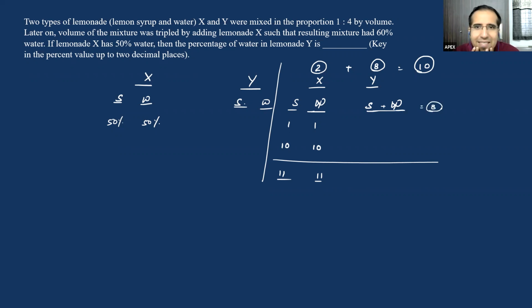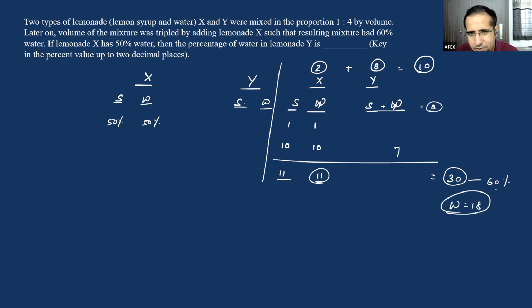Now it says that the resulting mixture had 60% water. So total resulting mixture had how many liters, guys? 30 liters. If 30 liters had 60% water, that means total water should be 18 liters. Out of that, 11 is coming from X. So can I say 7 is coming from this? If 7 is coming from this will be 1, and this makes your job pretty easy. 1 and 7. So you can see 22 plus 8 is equal to 30, and this is your final statistics.